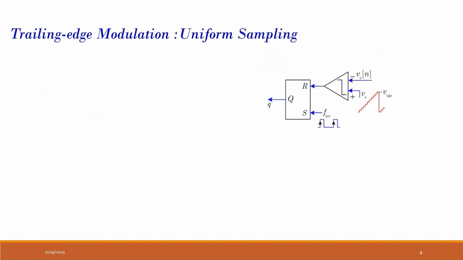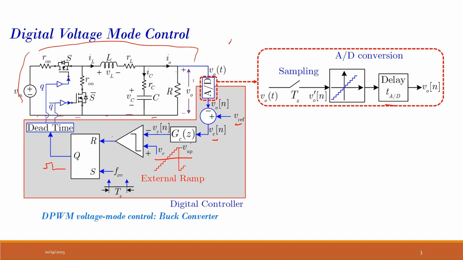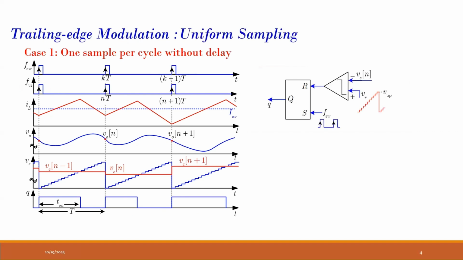So now the main issue here is when should we take the sample of the output voltage. When we take the sample, that depends. So we will consider the case where there's uniform sampling. This is a case of fixed frequency. This is fixed frequency control, because it is turned on at a fixed rate.